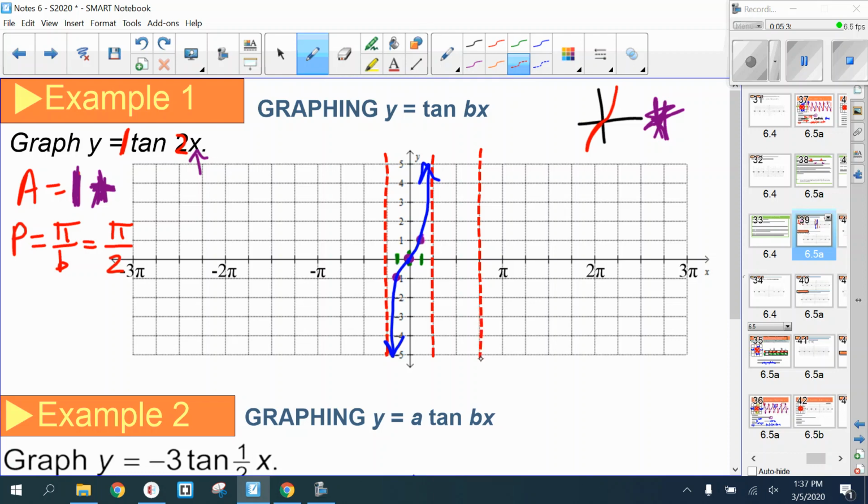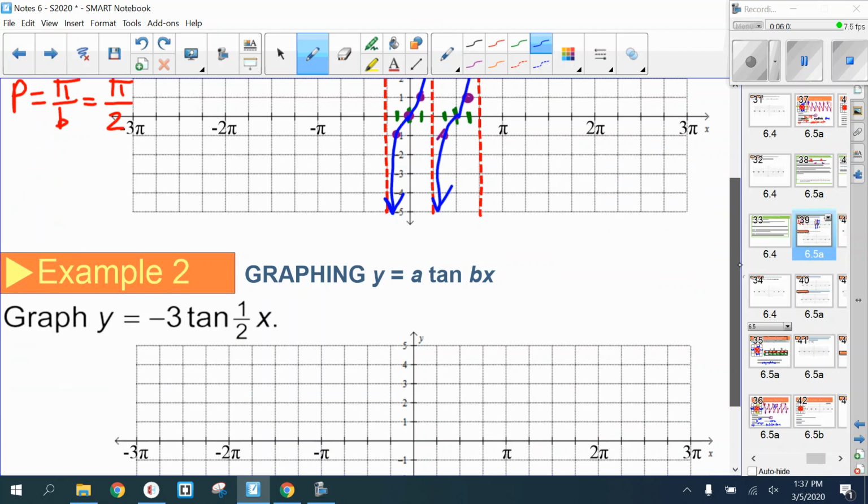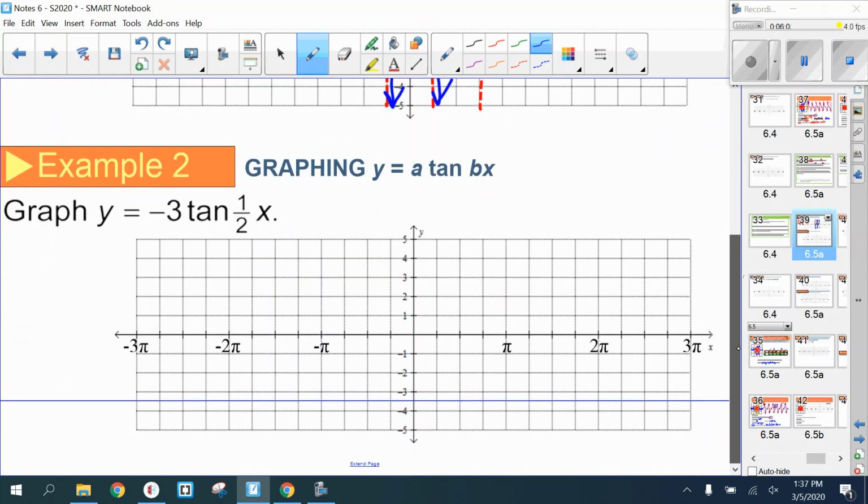So 1 full period is 2 tick marks. That's pi over 2. You'd cut it in half and half again. You'd put those dots at negative 1, 0, and positive 1. And draw your curve through. Now I've got 2 full periods. I could fit 10 more, but I'll leave that to you. Let's move on to this one. Okay.